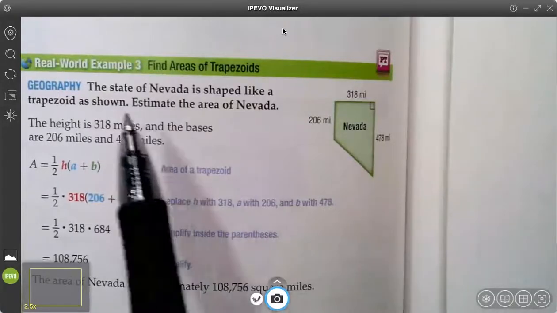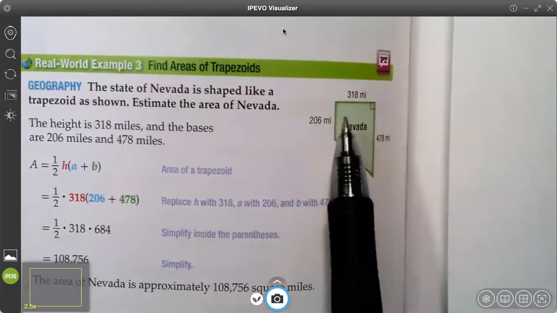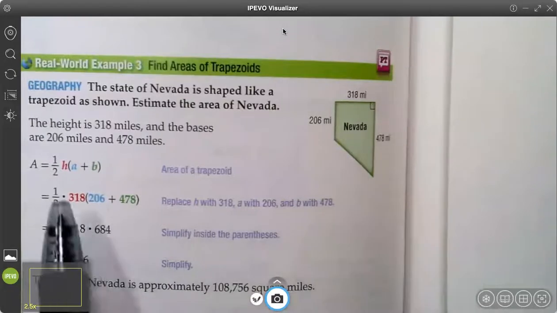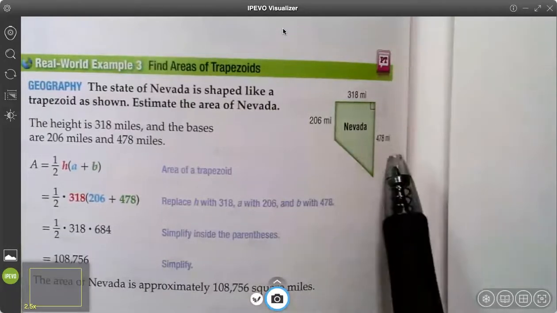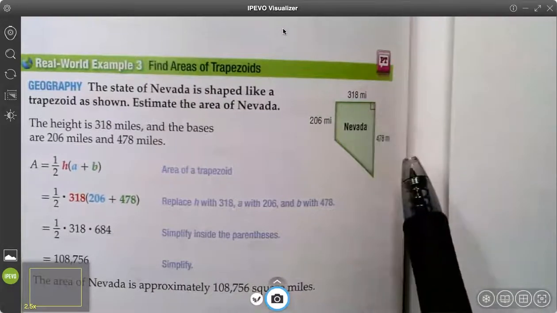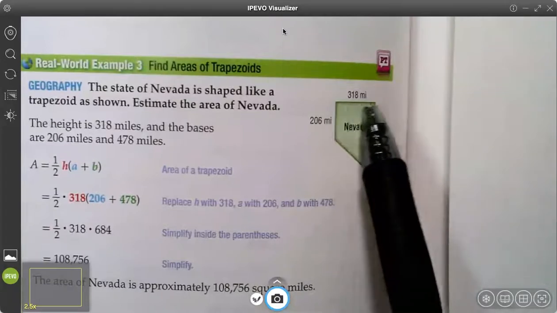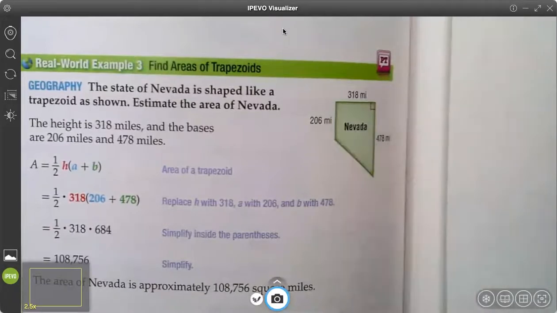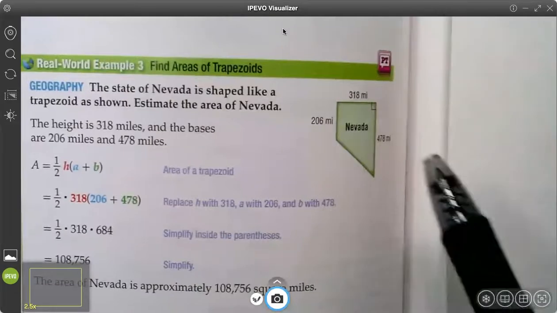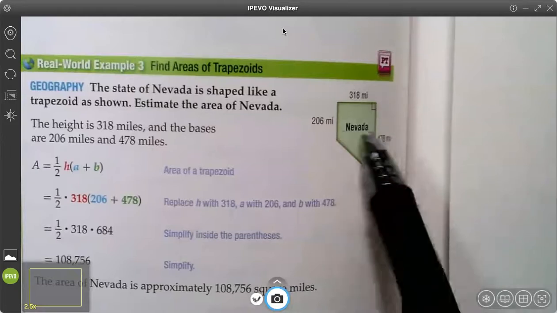Here's an example of a trapezoid. The state of Nevada is shaped like a trapezoid because you have a quadrilateral, 4 sides with one set of parallel sides. So your formula is just like a triangle, except you have 2 bases. Your bases are 206 and 478, and your height is 318. So the height runs right here perpendicular to your two bases. Height always runs perpendicular to your bases. No matter which way this trapezoid is turned, height always runs perpendicular. There's my right angle showing it's perpendicular to the two bases.